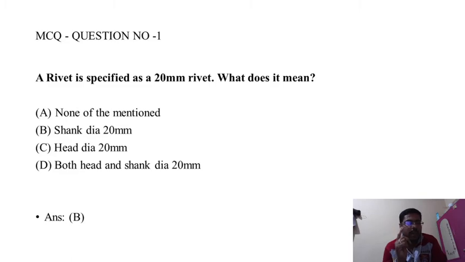Your answer is B, option B is the correct answer. Shank dia is equal to 20 mm. A rivet specified as a 20 mm rivet means the diameter of the shank. Shank means, without threaded fasteners, the outer surface of the shank is equal to 20 mm. It means the diameter of the rivet, the outer surface of the body, is equal to 20 mm. So, next question.